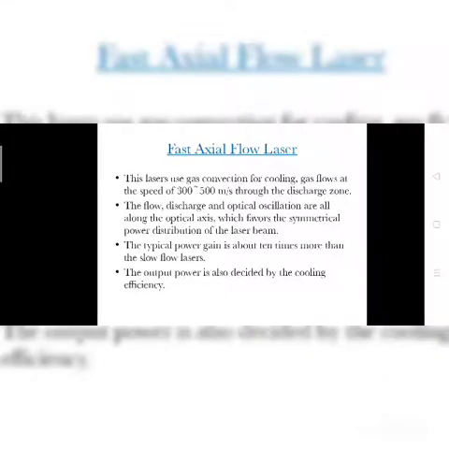Fast axial flow laser. This laser uses very conventional cooling, with the gas flowing at a speed of 300 to 500 meters per second through the discharge zone. The flow discharge and optical oscillation are along the optical axis, which favors a symmetrical power distribution of the laser beam. The power gain is typically about 10 times more than the slow flow laser. Compared to that, it is very high.